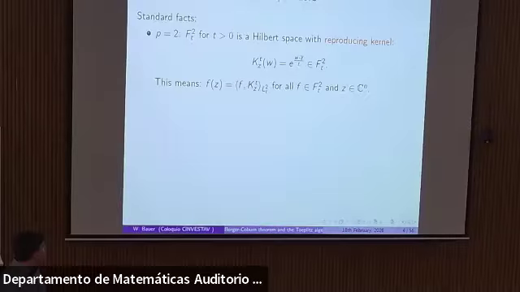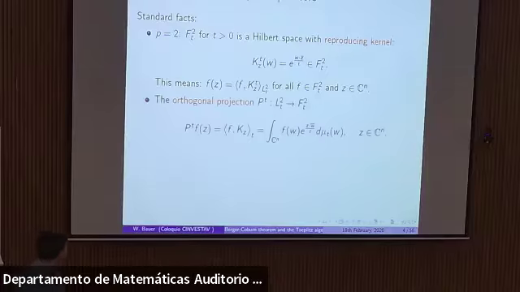Reproducing kernel Hilbert space means that whenever you fix a point in Cn, you fix a point in this 2 Fock space, then the point evaluation is just given by an L2 inner product with this kernel, in the second component. So this reproduces the point evaluations.